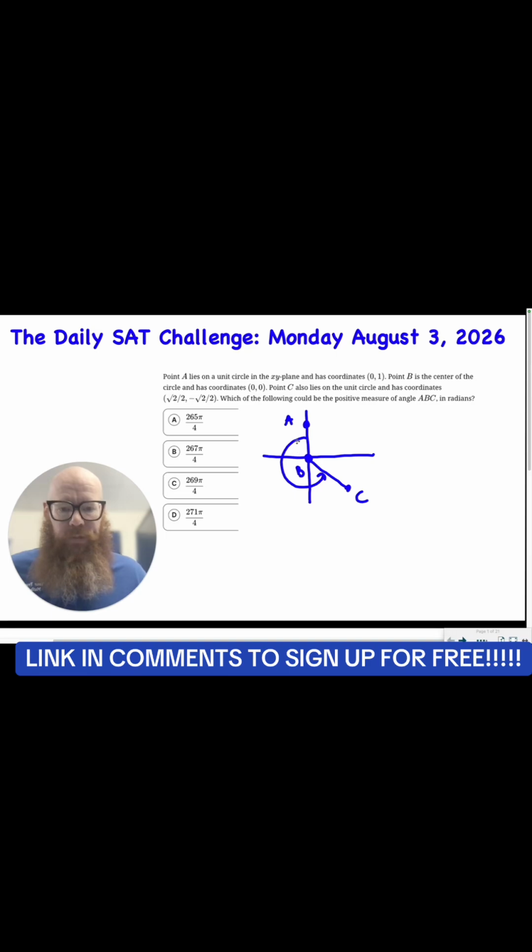So this part is 90, or pi over 2. And then this part is going to be 135, or 3 pi over 4. And if I add those together, pi over 2 plus 3 pi over 4, I can make this 4. So I get 5 pi over 4.